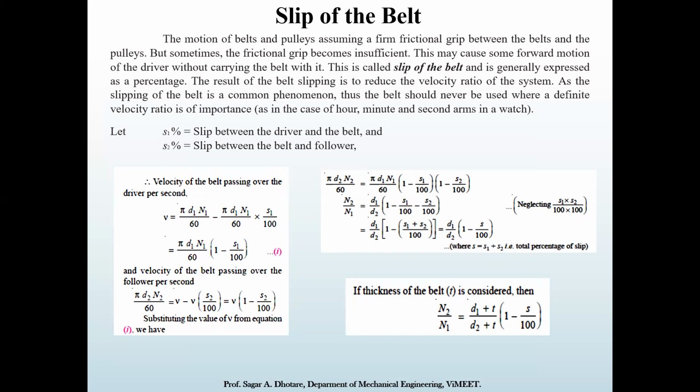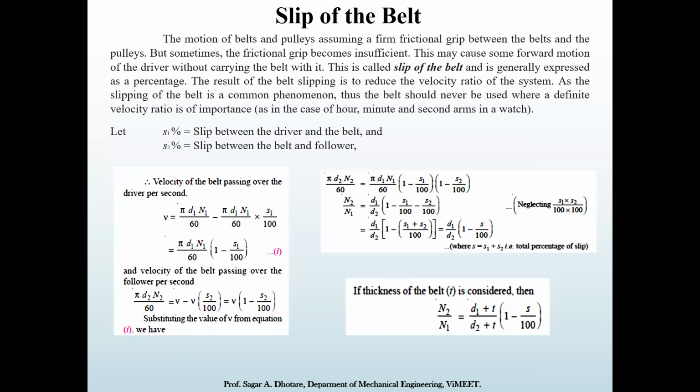The result of belt slip is to reduce the velocity ratio of the system. As slip of belt is a common phenomenon, this belt should never be used where a definite velocity ratio is very important. So slip between the driver and the belt is denoted as S1, and slip between the follower and the belt is denoted by S2. Okay, so it is nothing but the driven pulley.